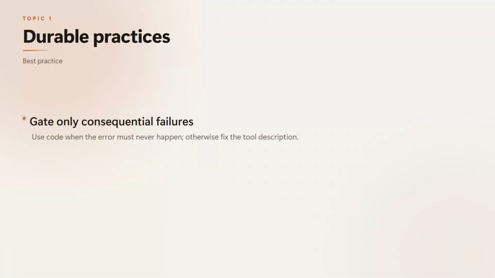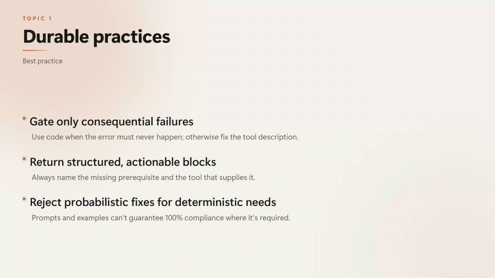The durable rule is, gate only when the failure is consequential and must never happen. For a refund, that's true, money is at stake. For a tool the agent merely picks badly, fix the description instead. When you do gate, always return a structured, actionable error that names the missing prerequisite and the tool that supplies it. Never rely on prompt wording or few-shot examples for deterministic enforcement, they are probabilistic by nature and will fail eventually. And reject routing classifiers for ordering problems, they change availability, not sequence, so they don't address the root cause.